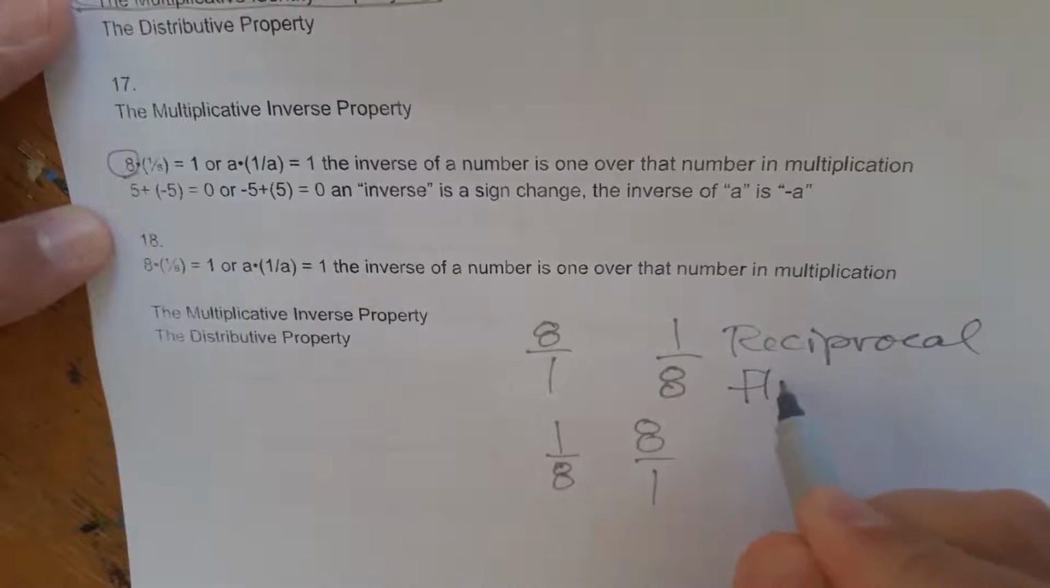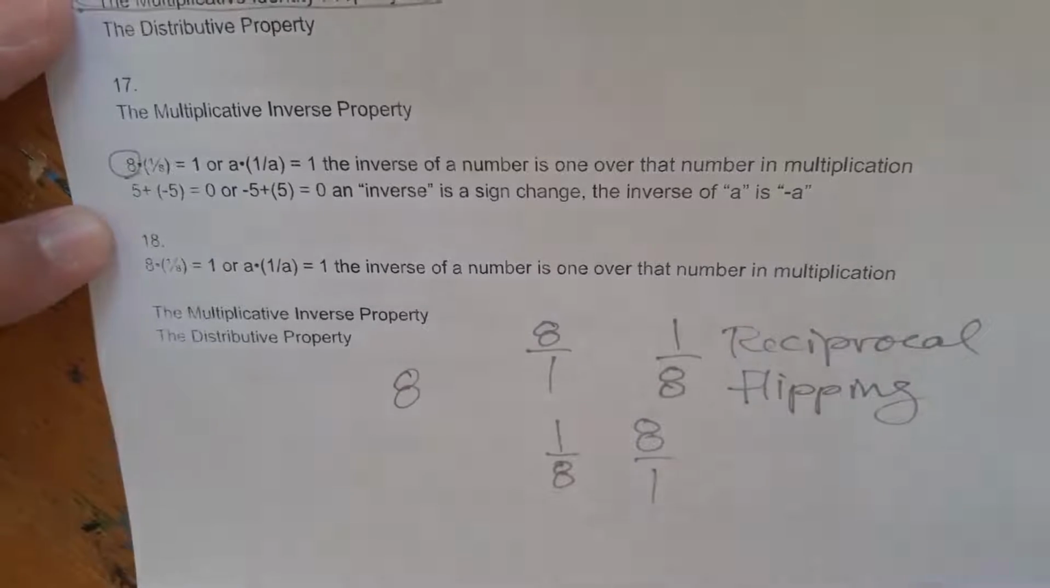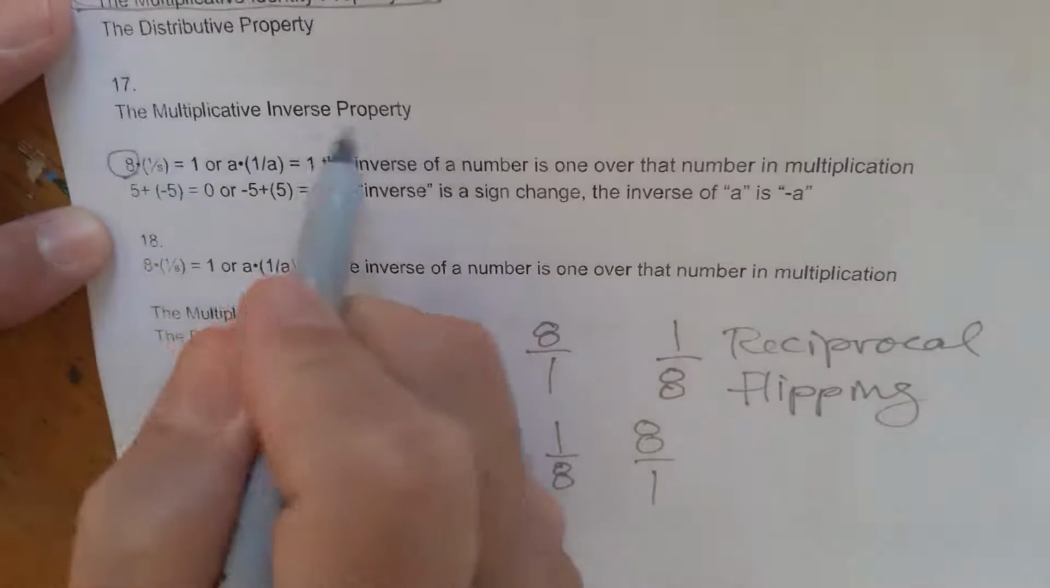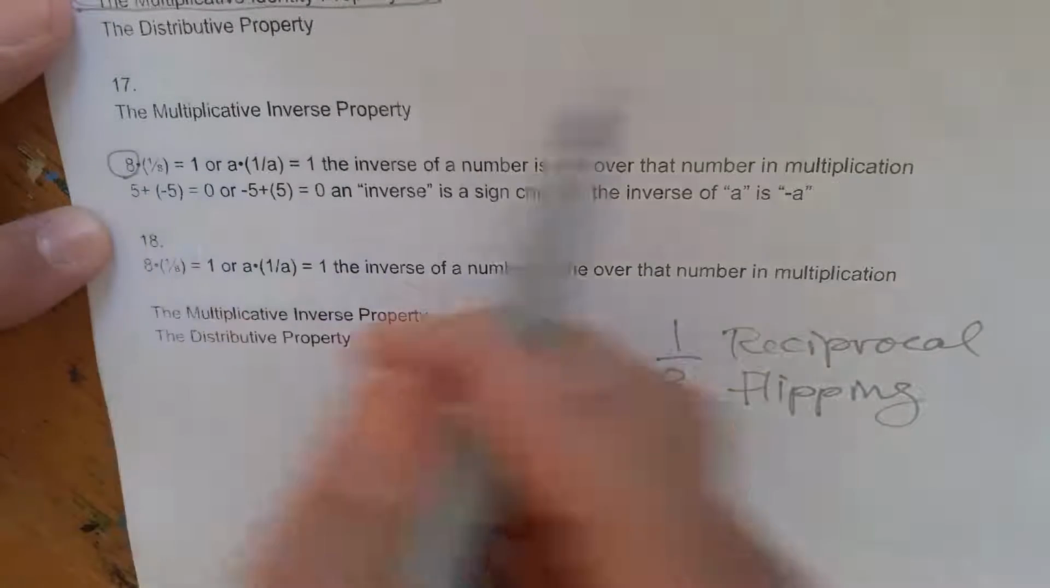We say flipping a fraction, right? Flipping. It's hard for students. They say, how do you flip 8? Well, it's 8 over 1, so if you flip it, it's 1 over 8, right? That's a little bit hard for students to do, but you guys can figure it out, all right? So multiplicative inverse property is multiply by 1/8, and if you had 1/8, you'd multiply by 8 over 1.